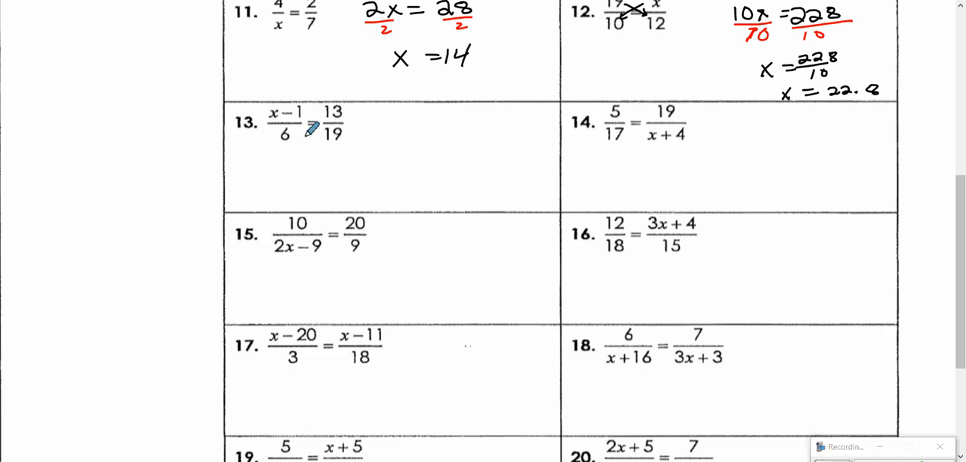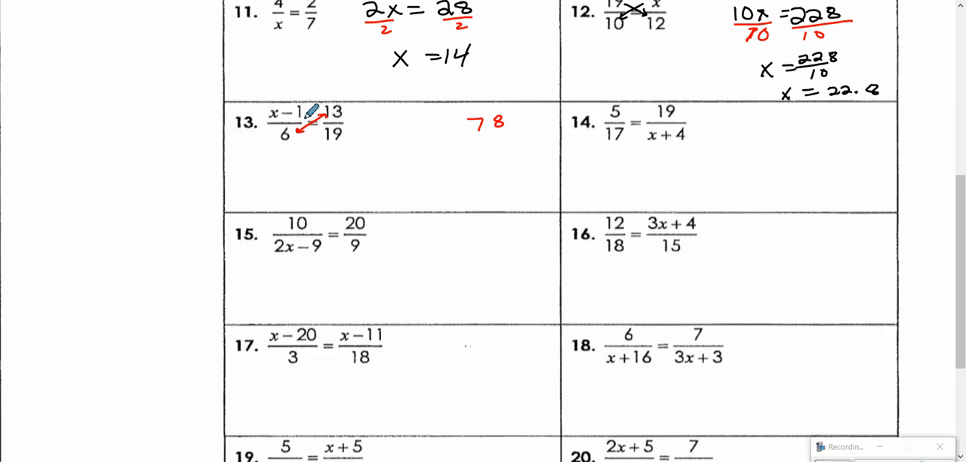First of all, let's do the 6 times the 13. I do 6 times 13. It ends up being 78. So we're cross multiplying, which means I'm multiplying this number times this number, and that's going to go on one side of the equal sign. So we get 78.